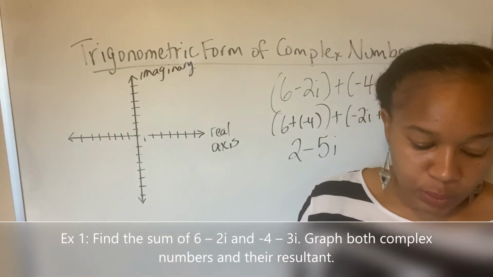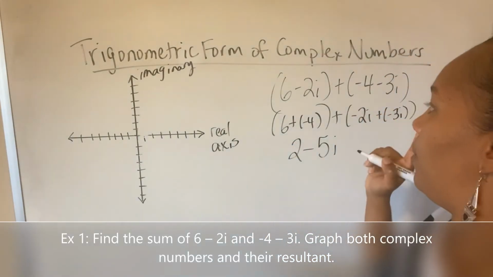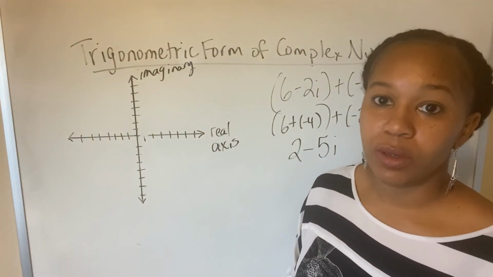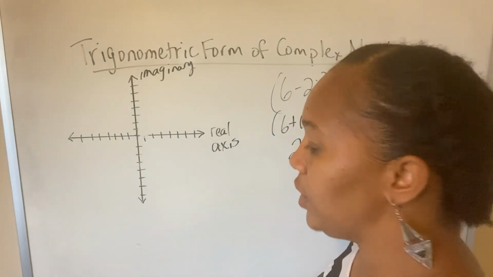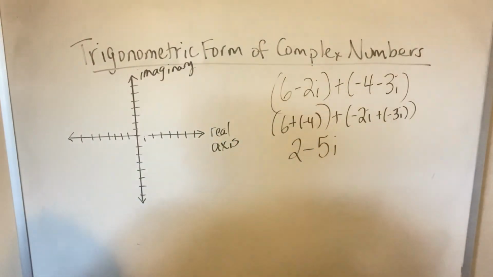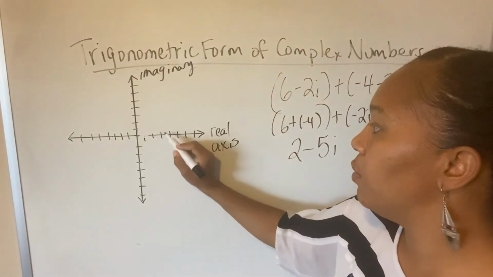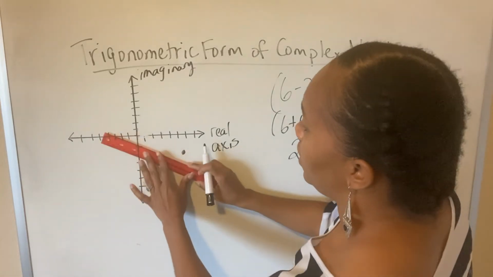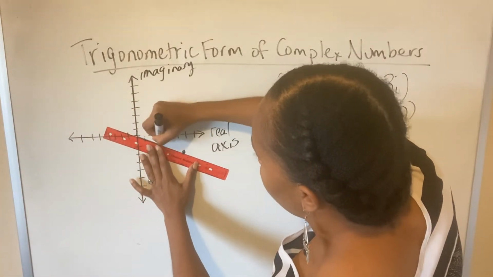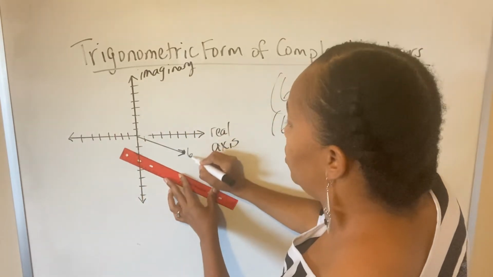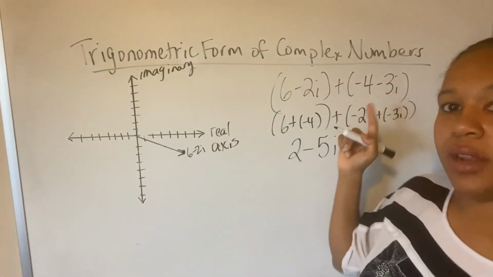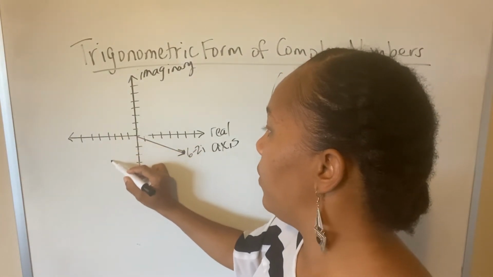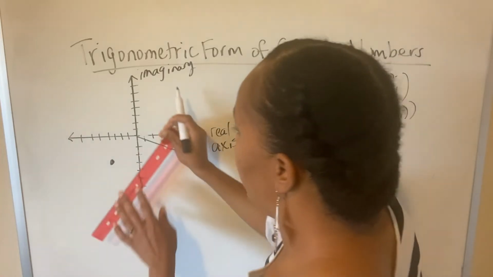But now we want to graph each individual complex number, and also graph the resultant vector, or the sum of those two. The first thing I want to do is graph the 6 minus 2i. I'm going to go to 6, 1, 2, 3, 4, 5, 6, and go down to negative 2. So here is my first vector. That's 6 minus 2i. Then I want to graph negative 4 minus 3i. I'll go to negative 4 on the real axis and negative 3 on the imaginary axis. And here will be that vector.